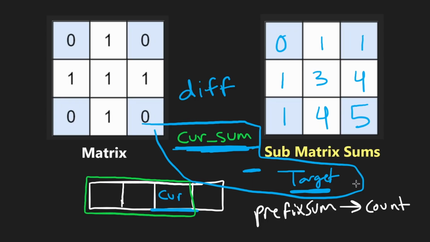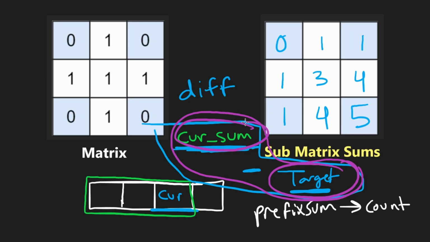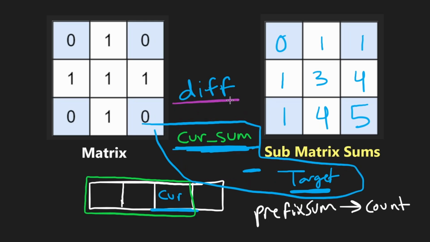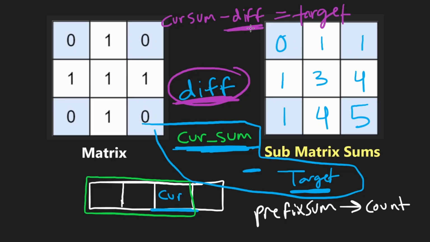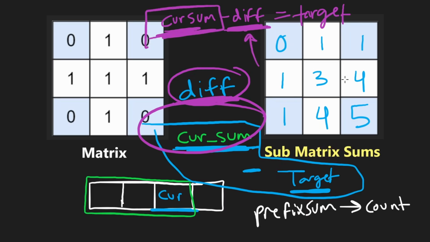At first, you might think I got this equation wrong. At first, you might think, shouldn't we take the target and subtract from it the current sum? No, because what the diff represents is the value that we need to remove from the current sum to make the current sum equal to the target. So if I were to write out that equation, just to prove the algebra to you, I'm saying current sum minus the diff is equal to the target. And if we rearrange this and solve for the diff, we're going to get diff equals current sum minus target. So that's the diff we're looking for. What do we remove from the current sum to make it equal to the target?